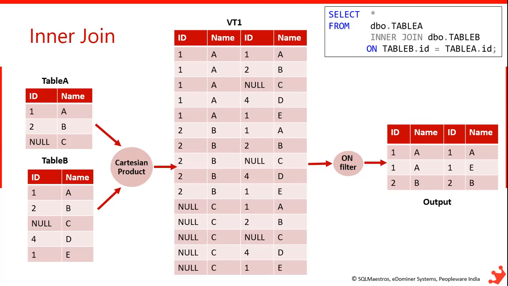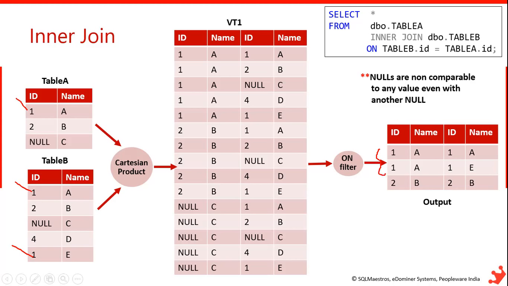Similarly, if you observe, we have value 1 here in table 1 and we have value 1 twice in table 2. So whenever you apply inner join between these two data sets, SQL Server will join those separately, thus producing two separate records. These are the points to be noted.